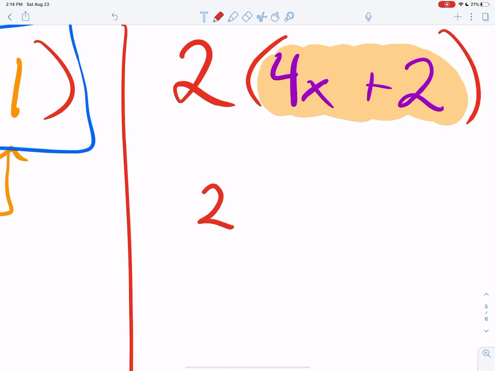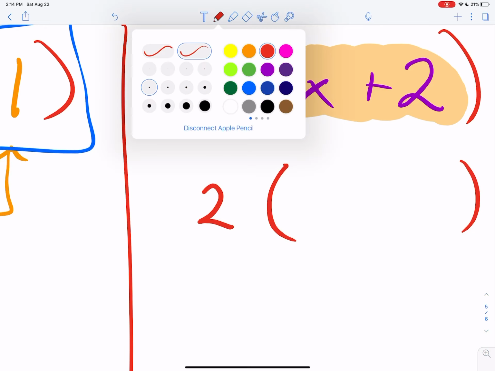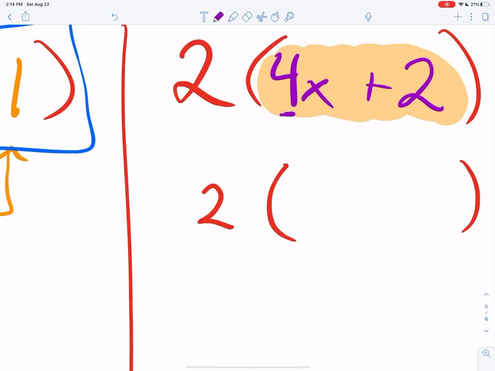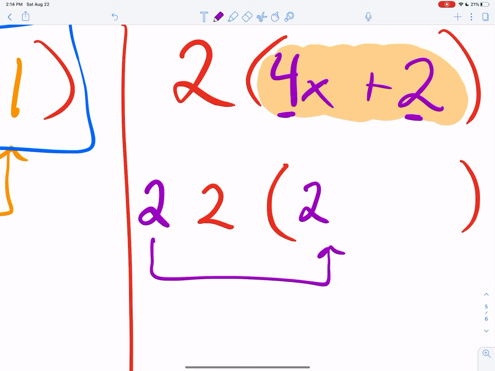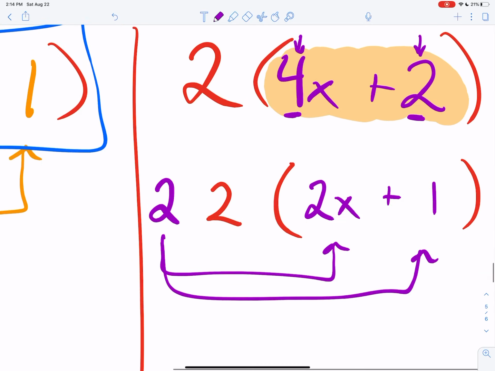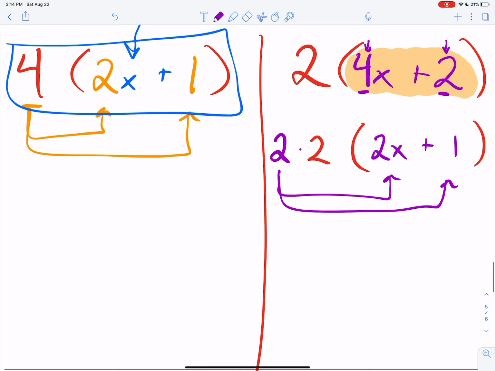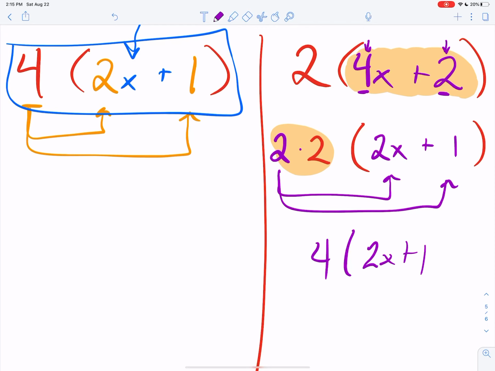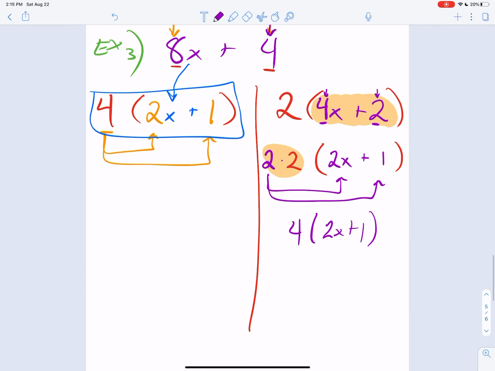So right now you guys have this, but these two have another 2 in common, so I can take that out. And 2 times 2 will get me this 4. And 2 times 1 will get me this 2. No x's were taken out, so I'll bring that down. So here, if you clean that up, 2 times 2 on the outside will just give you a 4. And you do end up with the same answer that I got on the left-hand side there.